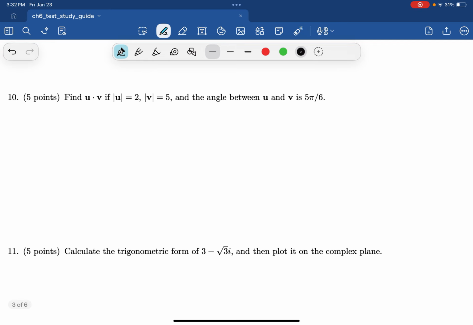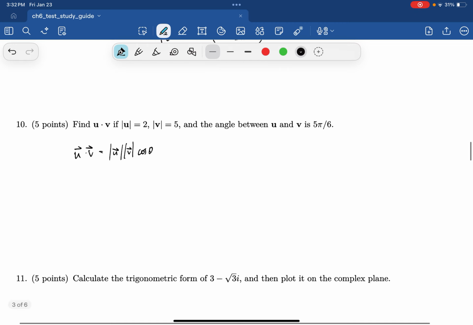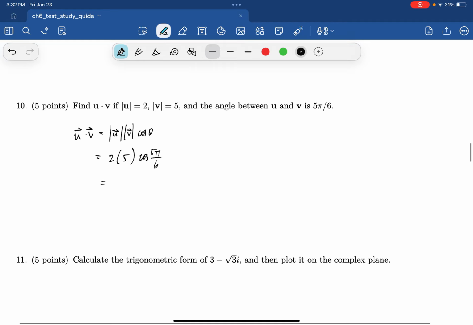Next question. Here we can just rearrange that equation we had before, which will tell us that u dot v equals magnitude u, magnitude v, cosine theta. So that's just 2 times 5 cosine 5 pi over 6. That's 2 times 5 times negative root 3 over 2 equals negative 5 root 3.